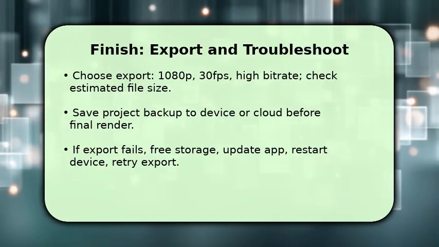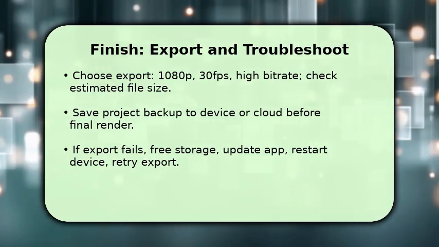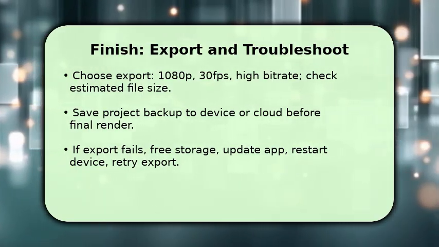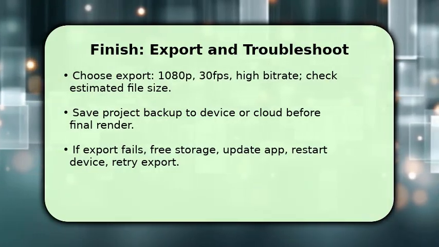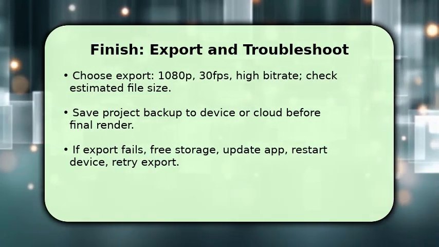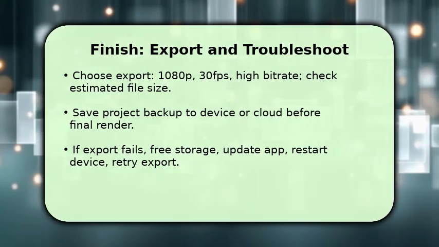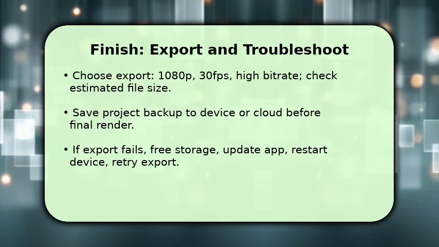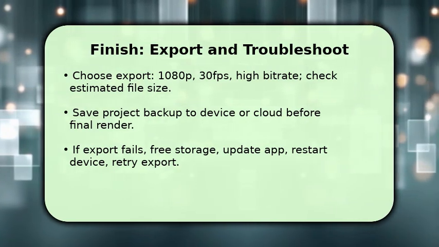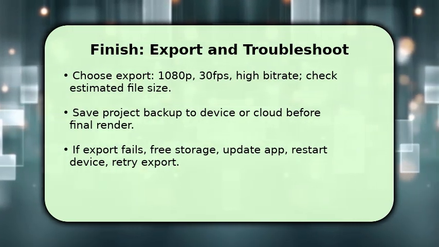Save a project backup to your device or cloud so you can revisit changes. Once exported, share or upload directly from CapCut. If export fails, first free up storage and close background apps. Then update CapCut and restart your device before retrying. This simple sequence clears cache or permission hangs that commonly block rendering.